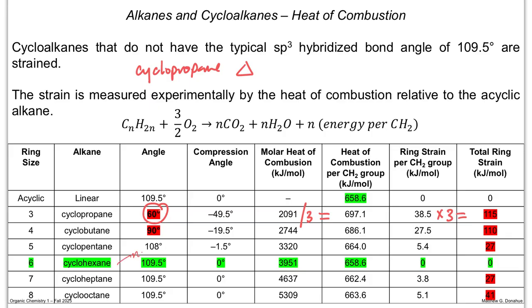Why did you divide and multiply by 3? So basically, you're normalizing this per CH2 group. And then from that to get the total angle strain, so whatever N is, that's what you're going to multiply there.